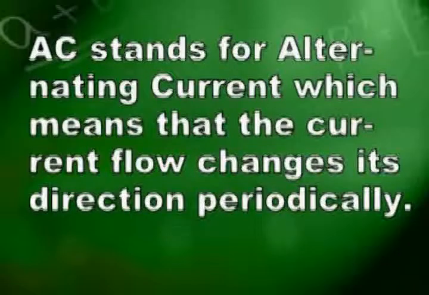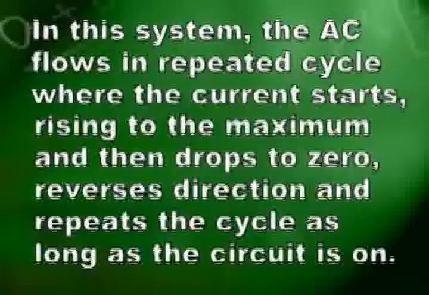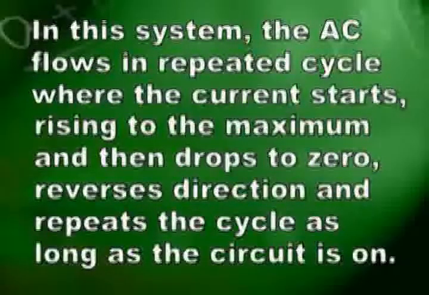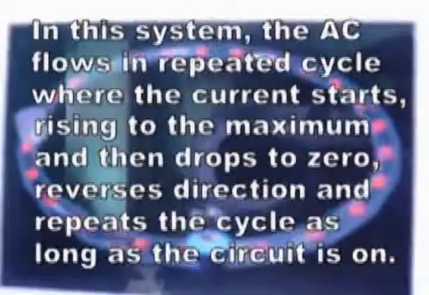AC stands for alternating current, which means that the current flow changes its direction periodically. In this system, the AC flows in repeated cycles, where the current starts rising to the maximum and then drops to zero, reverses direction, and repeats the cycle as long as the circuit is on. And this is the example of the AC current.